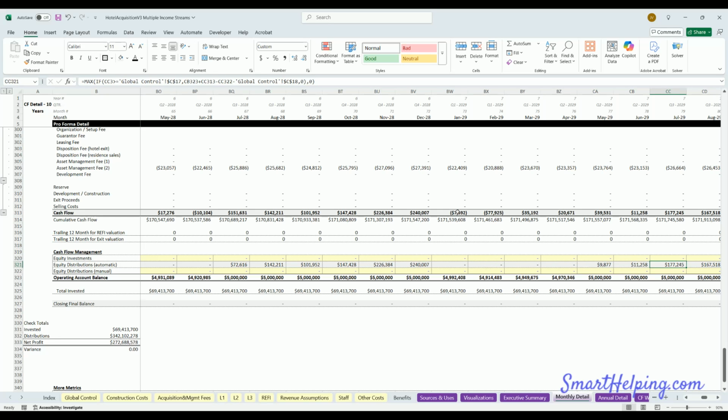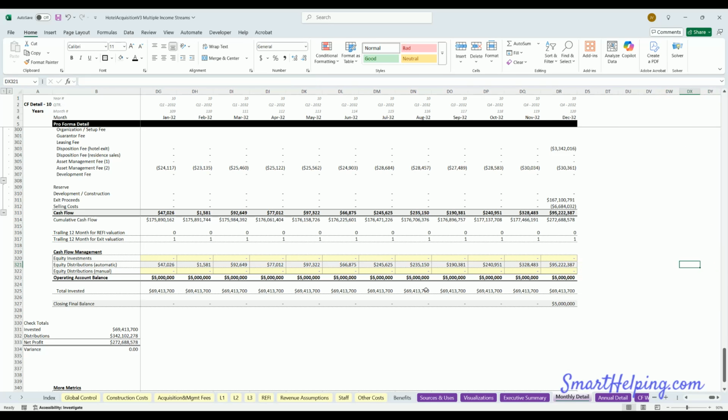And the reason why there's some negatives here, even though we're stabilized, is seasonality. So here we go with this up and down, and then we finally have enough to continue distributions here while keeping our 5 million balance through to the end. Then we have an exit. So all of this is going to change as your assumptions change.